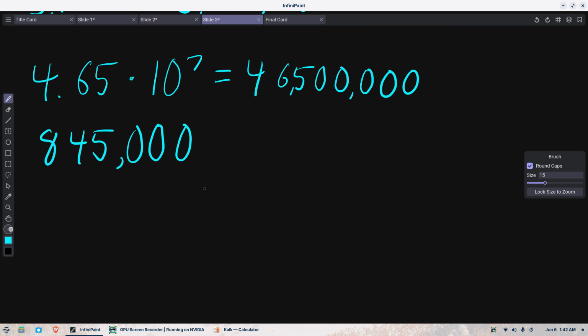Well, what we would want to do is we would write the same number, 845,000. We would put the decimal point here. So with scientific notation, it's always important to point out that the coefficient is always going to be equal to or greater than 1, but it will always be less than 10. So you want to stop somewhere around here.